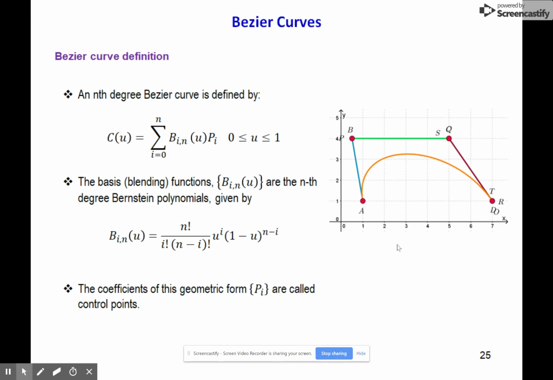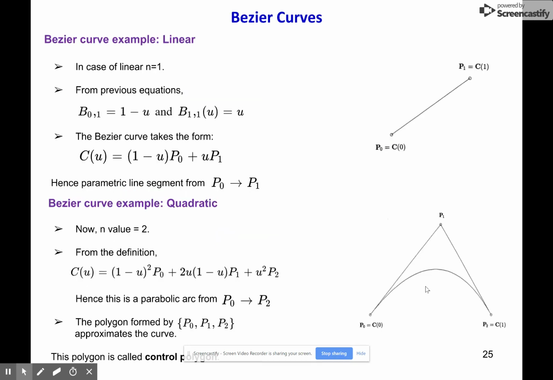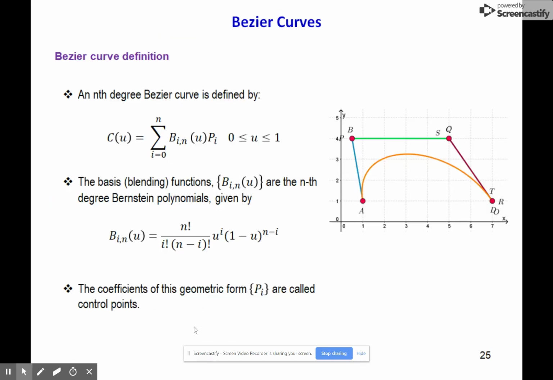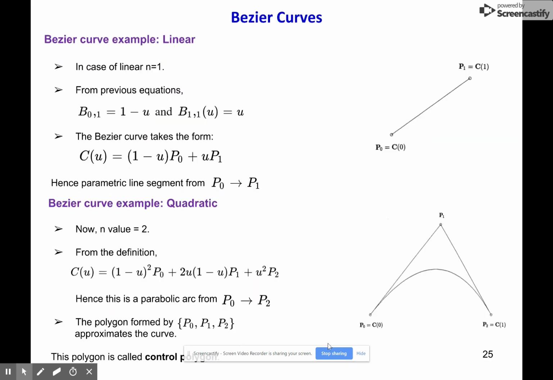Bezier representation is basically the product of two things. One is the blending function and the second one is the control point. So we'll see how to produce these Bezier curves. When n is equal to 1, it's a linear one. So we have a blending function here. Based on the blending function, we can substitute into the main equation C of u. So we'll produce this equation. When we draw the equation with P0 and P1, we'll get the linear one.